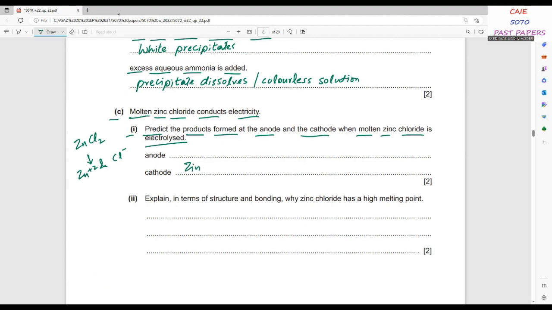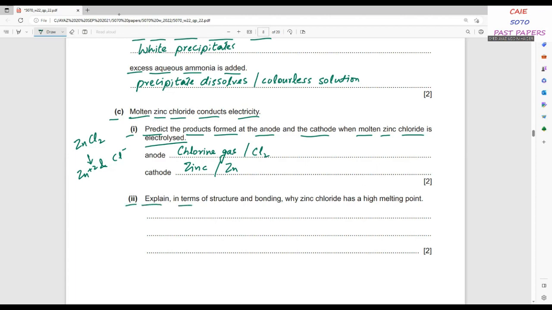So you write zinc, or you can even write the symbol for zinc. While at the anode, chloride ions will lose electrons to produce chlorine gas, or you can even write Cl2.